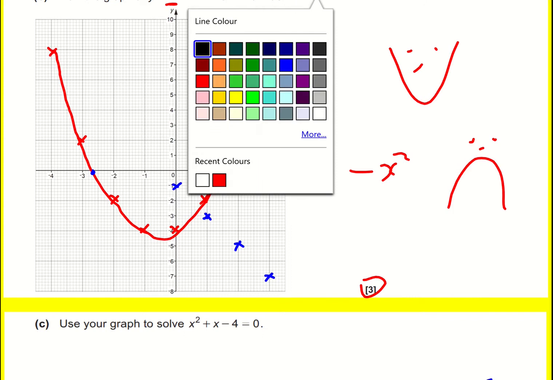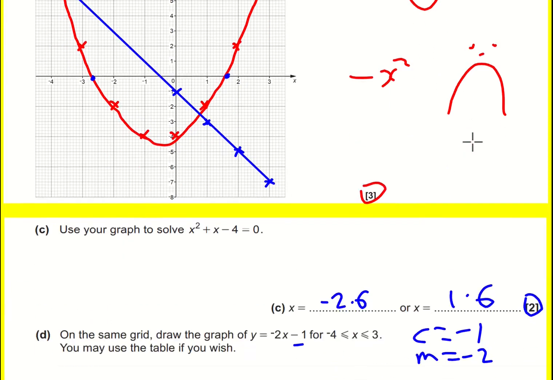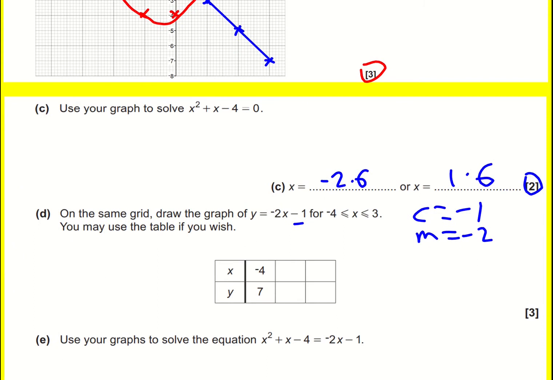I'm just going to make sure that when I fit it, it does still work. So if I go along 1, I'm going to go up 2, along 1, up 2, along 1, up 2, along 1, and up 2. And I can see that it's going to hit this bit here, and it goes through all my points. That's a well-drawn line.